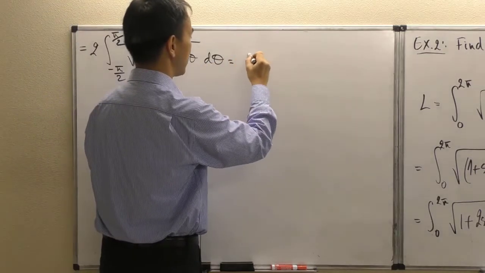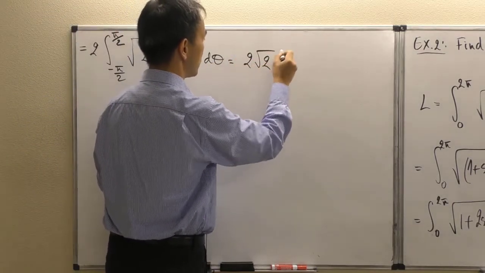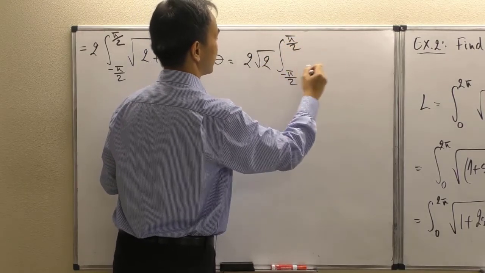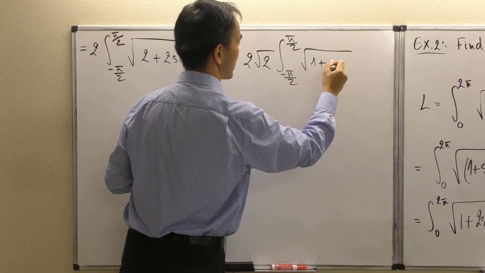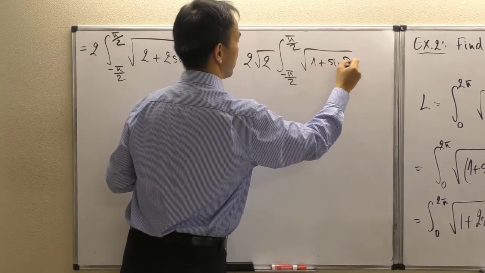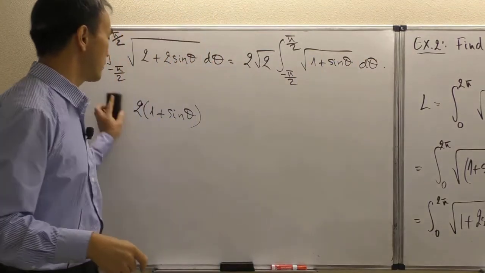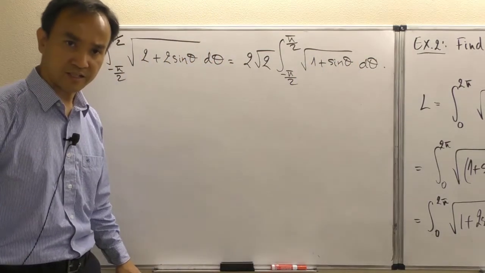So in my next step, it's better to write it as 2 square root of 2 times the integral from minus pi over 2 to pi over 2. Okay, and now we're having something much simpler, 1 plus sine of theta. It's just my style that I like to leave things in the square root as simplified as possible.